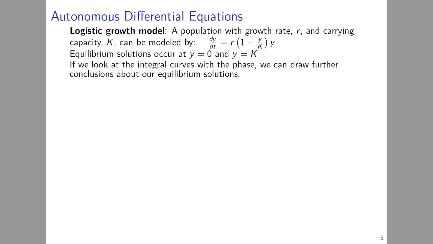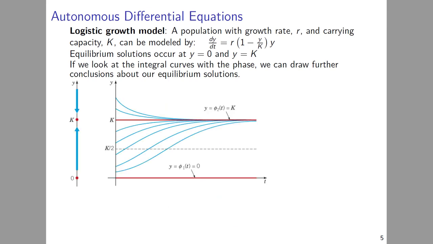If we look at the integral curves, which are the solution curves, with the phase line, we can draw these conclusions about our equilibrium solutions. Notice here that we have equilibrium solutions at y equals 0 and y equals k, indicated by those horizontal red lines. For solutions where y naught is bigger than k, those solutions will decrease down towards the maximum k, while solutions where y naught is less than k will tend up towards the carrying capacity k.